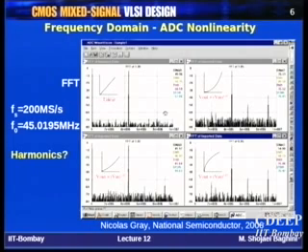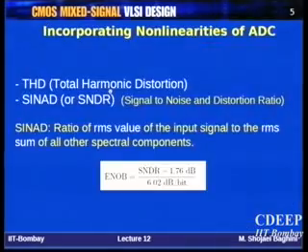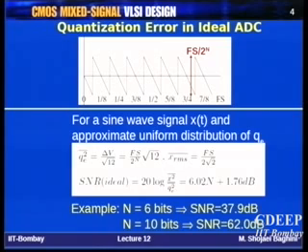So one interesting experiment you can do in MATLAB is, if you have an ideal ADC, which means the ADC effectively won't have any nonlinearity. When you simulate a perfectly ideal ADC in MATLAB with some number of bits, check whether this relation is valid or not. If you simulate it with MATLAB, you won't get this.